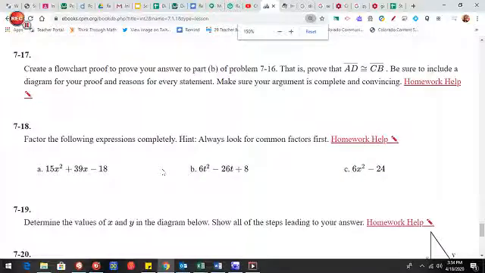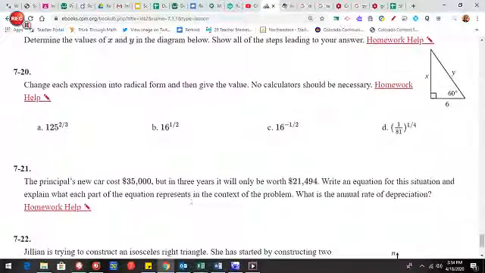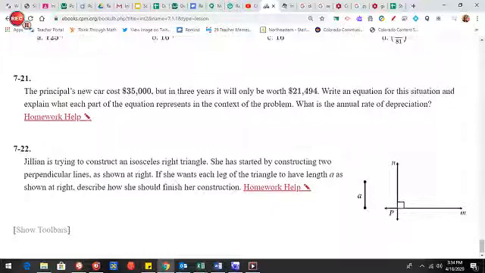Okay. For 721, the principal's new car cost $35,000, but in 3 years, it will only be worth $21,494. Write an equation for this situation and explain what each part of the equation represents in the context of the problem. What is the annual rate of depreciation?